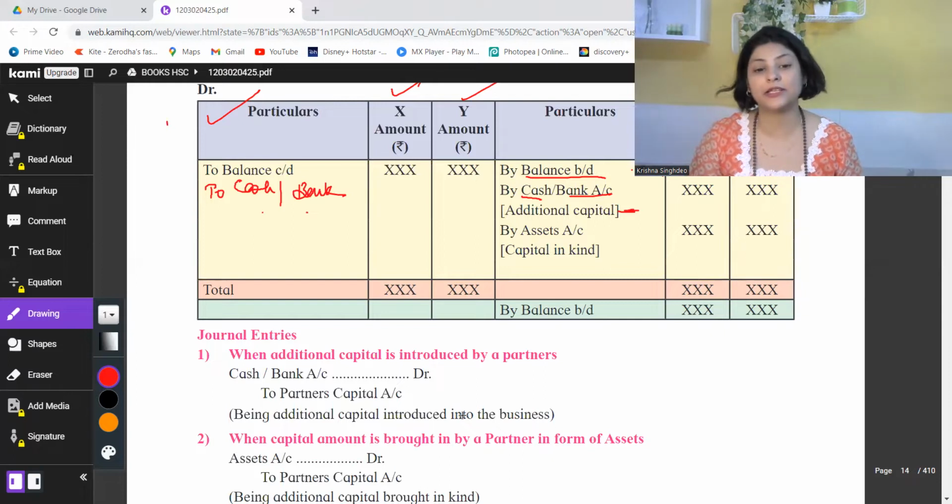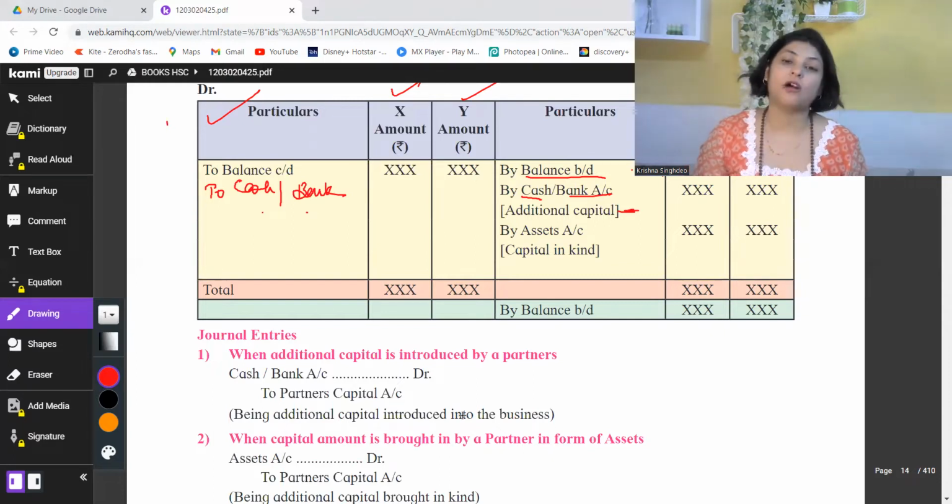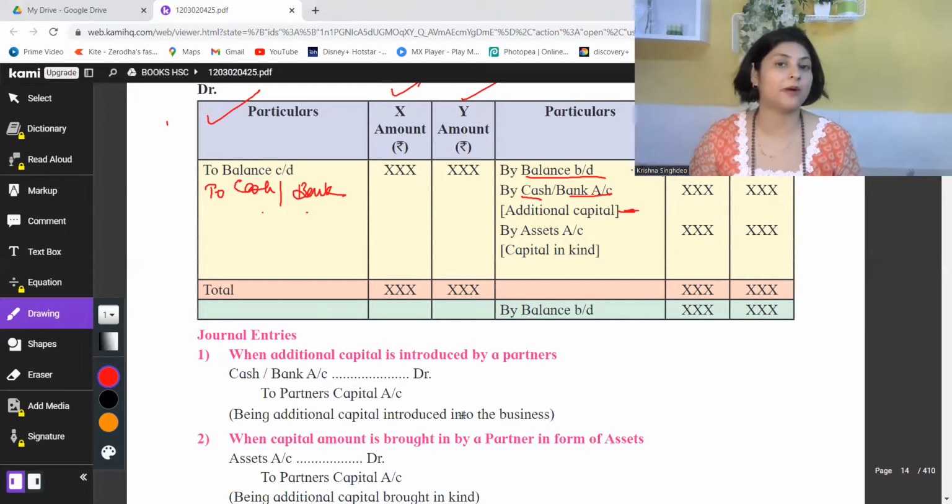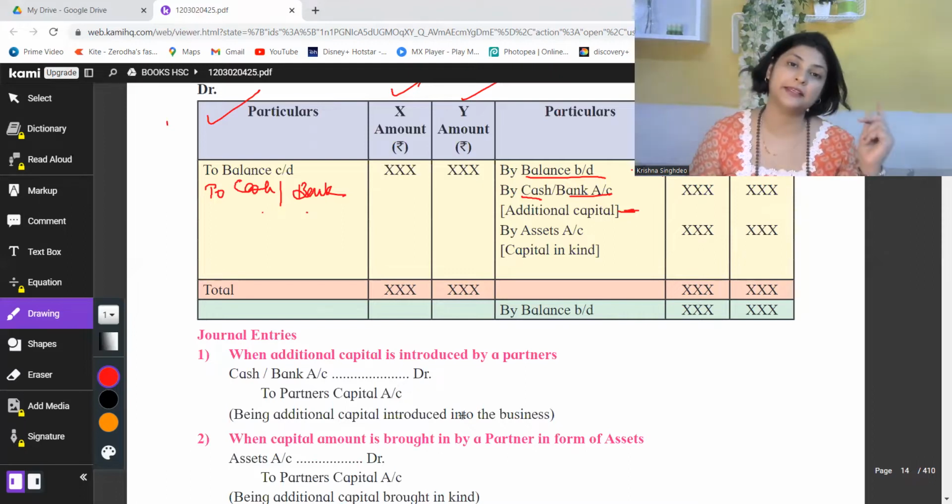So what is the journal entry for introduction of capital? The journal entry is cash account or bank account to partner's capital account, and this is the reason on the credit side of partner's capital account we have written what is written on the opposite side of it. This is cash and bank.